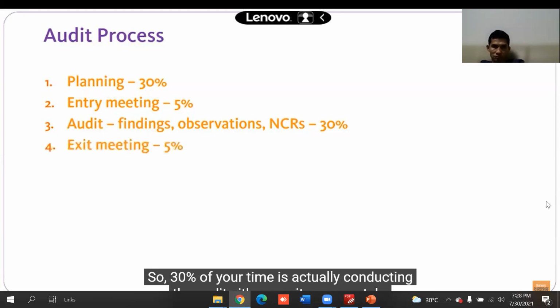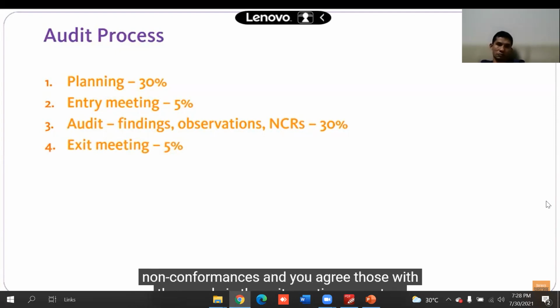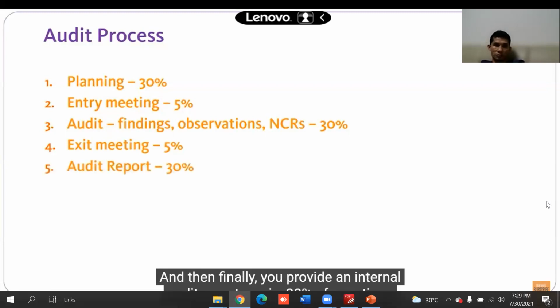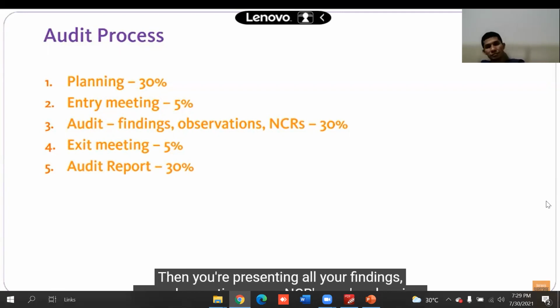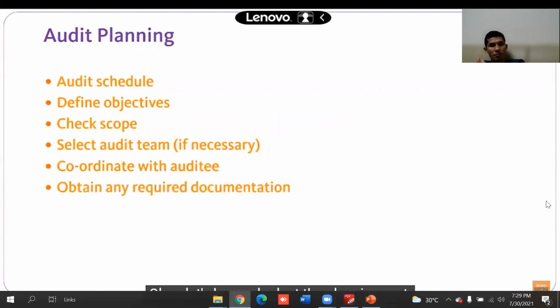And then you have an exit meeting where you discuss those findings, those observations, and any non-conformances, and you agree those with the people in the exit meeting. So get an agreement on those issues that you have found, and discuss and debate those. And then finally, you provide an internal audit report. Again, 30% of your time. So then you're presenting all your findings, your observations, your NCRs, your planning, and we'll go into a little bit of detail about that later on. Okay, let's have a look at the planning part.